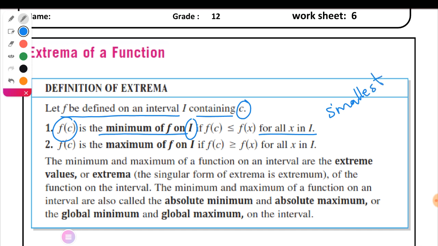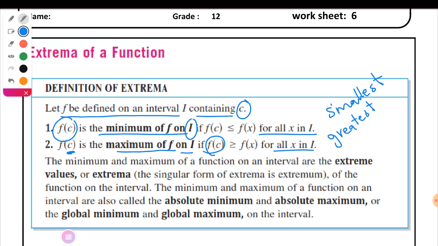Okay, here, if the value of the function at x equals c is the maximum value of f on I, when this occurs, if f at x equals c is greater than or equal to f at x for all x in the interval, it means the greatest value. Okay, here we mean by the extrema the minimum value of the function and the maximum value of the function.